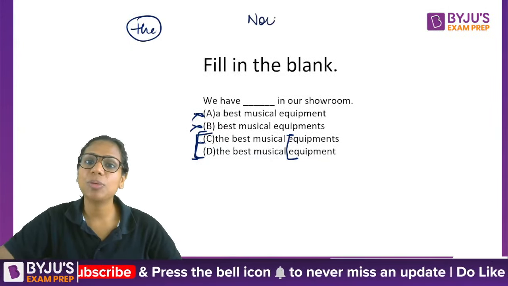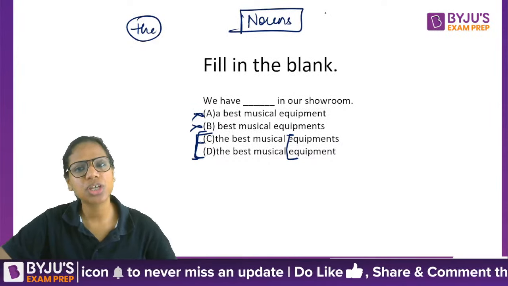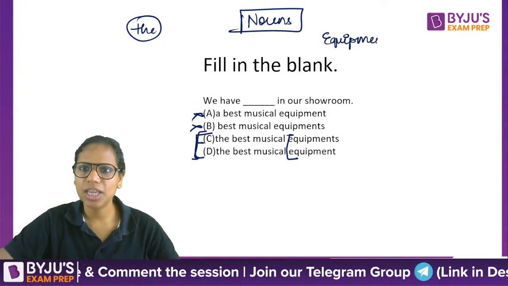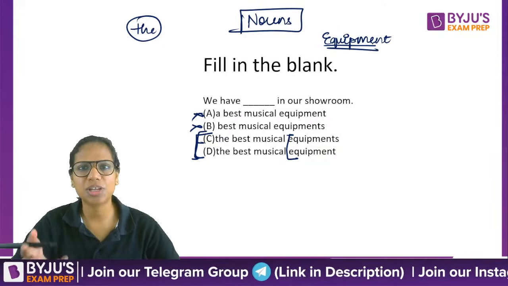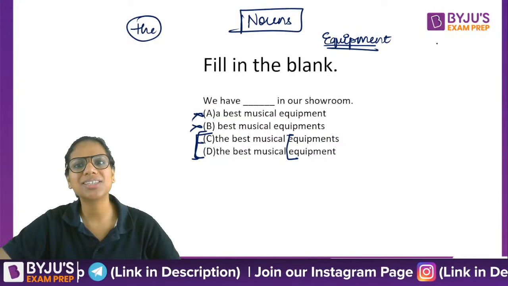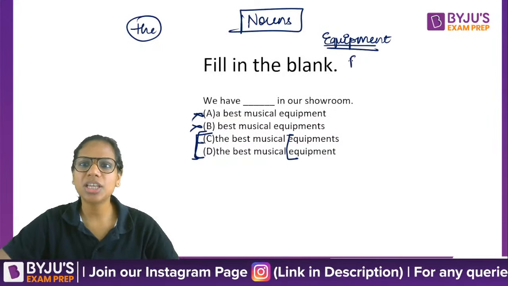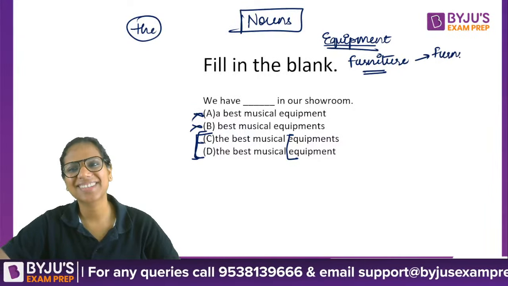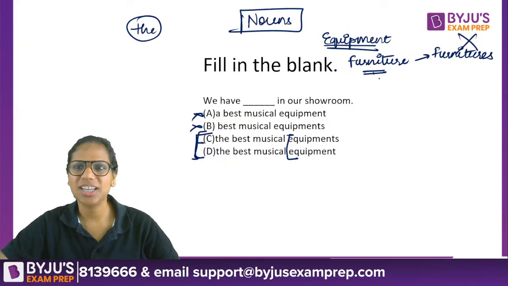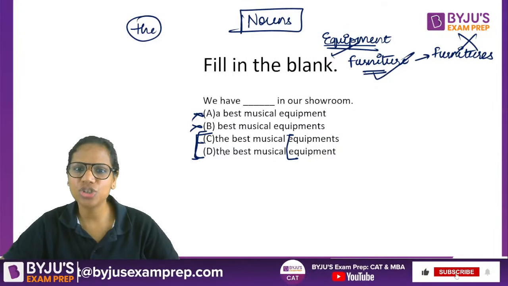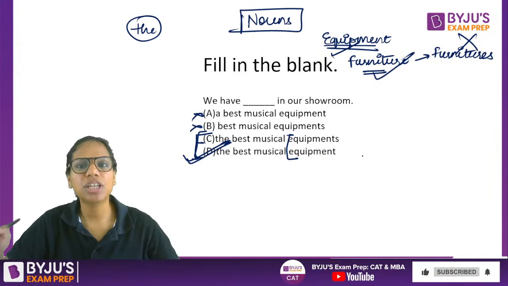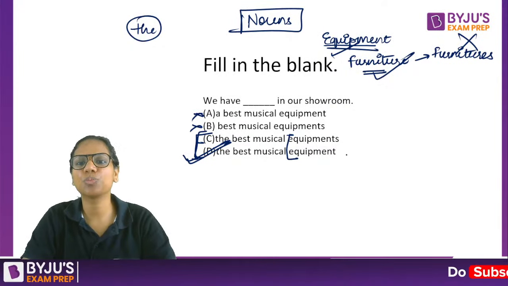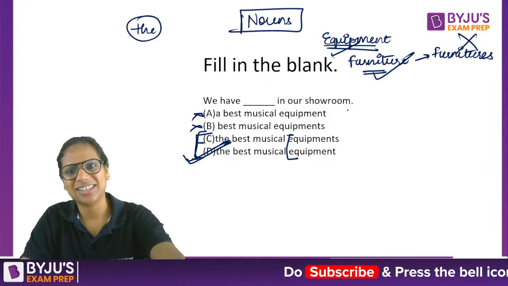This is what I meant by reading parts of speech thoroughly. When you read nouns, you will come across some nouns whose plural is the same. When I say equipment, it refers to all the machinery that is present with a person. So there is no plural of equipment as equipments. Equipment remains equipment, just like the furniture in your house. If you buy one more sofa, does your furniture become furnitures? No, right? Furniture always remains furniture. So equipment and furniture remain the same even when you are talking about a collection of things. So we have the best musical equipment in our showroom. D is our answer.